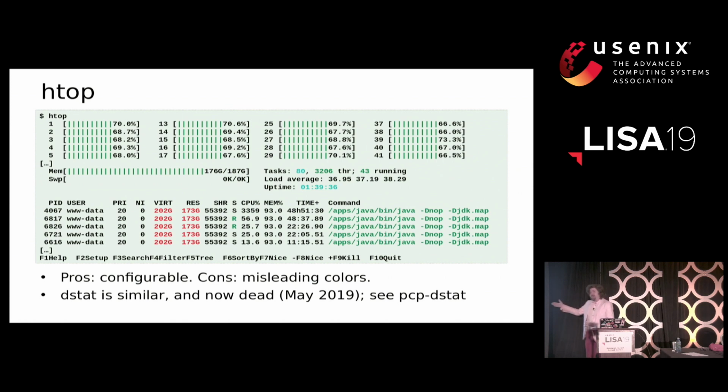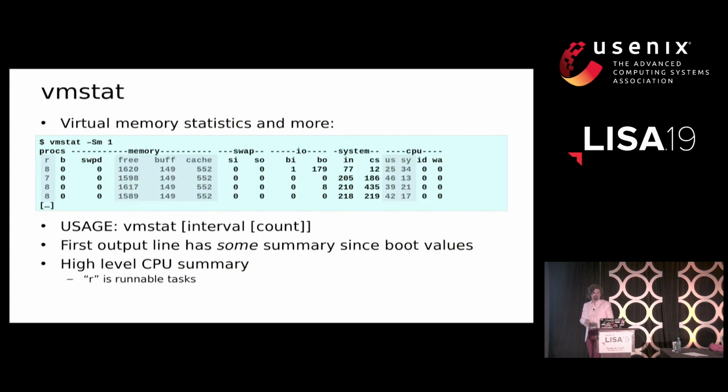What I do like about htop is it's configurable, and so you can bring in more columns. dstat is similar to htop in that it will also do colors and to some degree was configurable. dstat is no longer being updated. There's now a Red Hat version called PCP dstat.